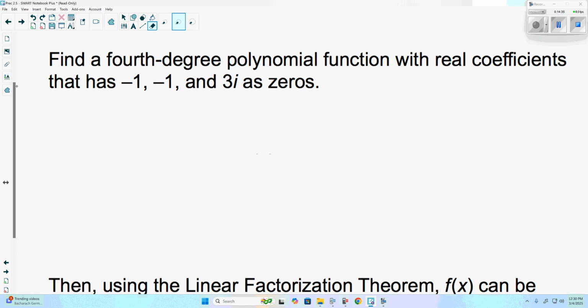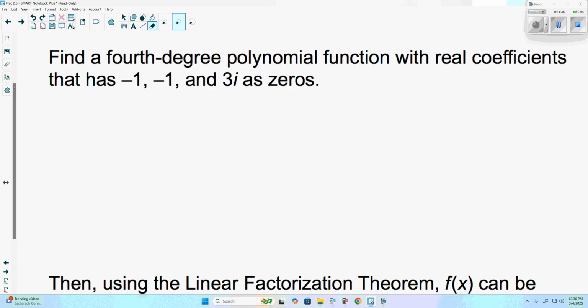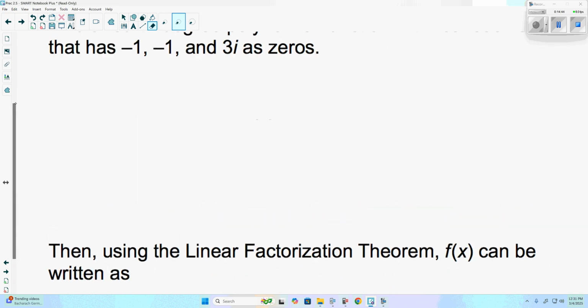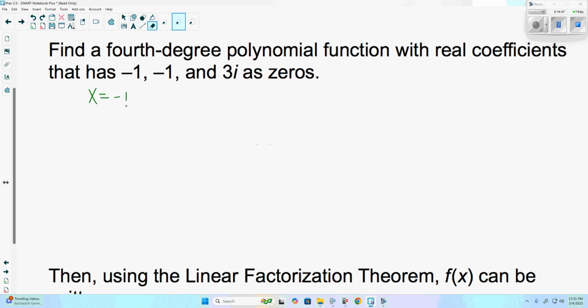Find a 4th degree polynomial with real coefficients, -1, 1, -1, and 3i. What that's telling us is that x is equal to -1, x is equal to -1, and x is equal to 3i. So we do have that. That's what they told us. But from what we know about complex conjugates, or even irrational conjugates, if I have one, I have to have the other. If we have positive 3i, I have to have negative 3i. If I have a positive square root, I have to have the negative square root. If we have one, we have to have the other. They always come in pairs.